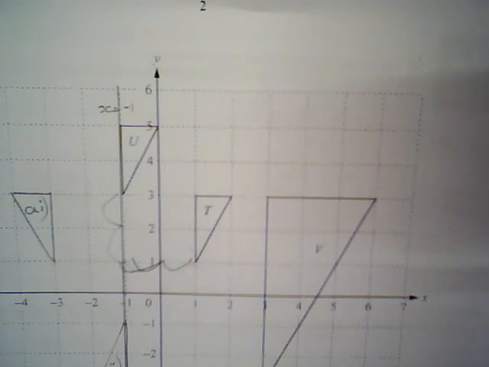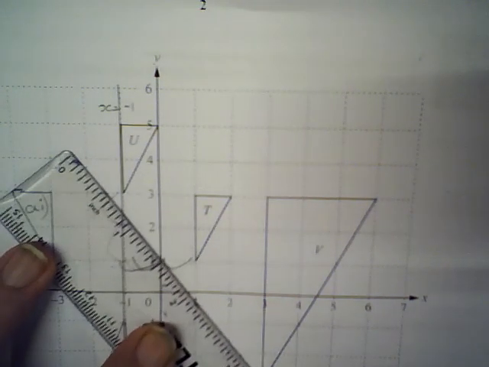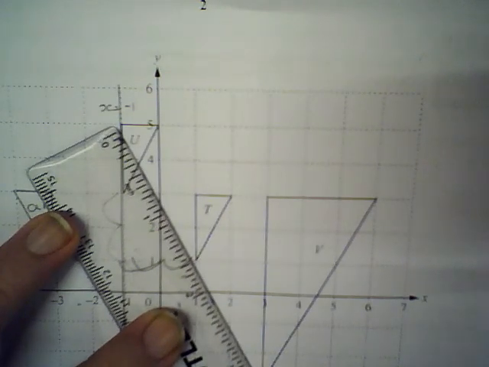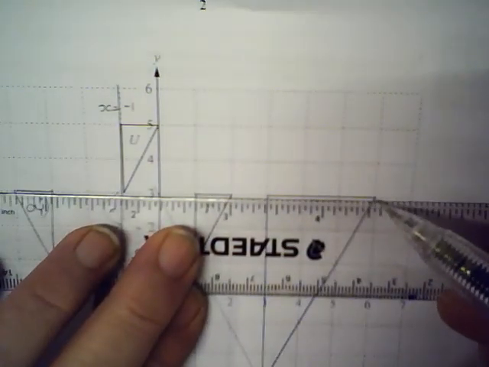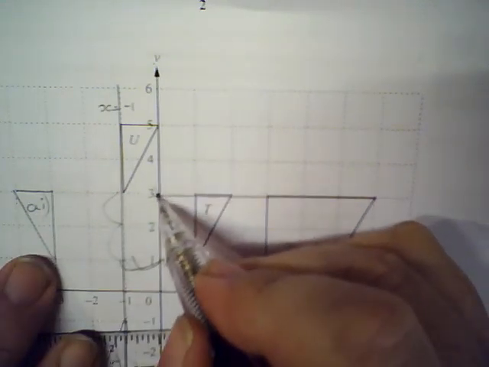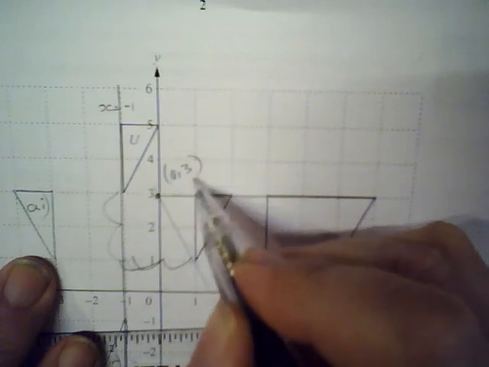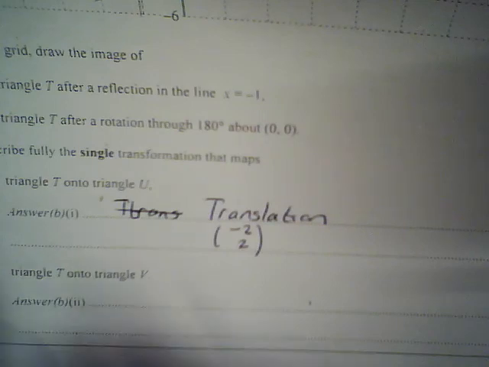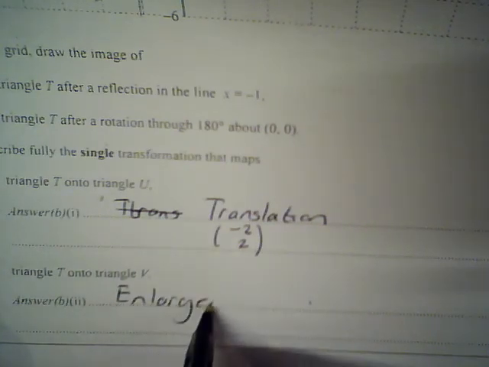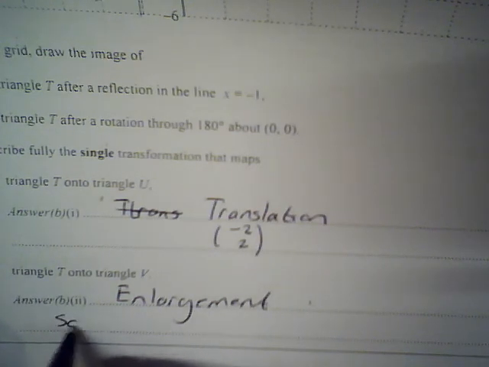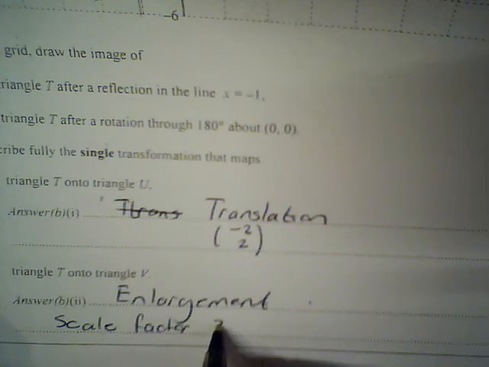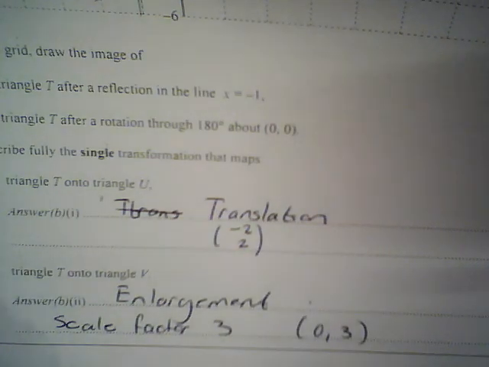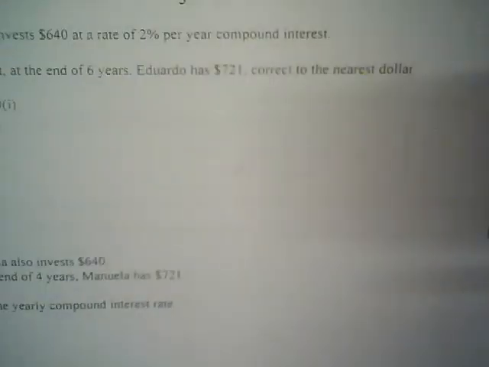Now I need to find the center of enlargement. I do that by connecting the vertices of my original shape and my enlargement, and that gives me this point over there. So that point is 0 and 3. So it's an enlargement by a scale factor of 3 around the point 0, 3. That's what I need to write down here, and that would give me 3 marks. Okay. Good, let's move on to question 2.